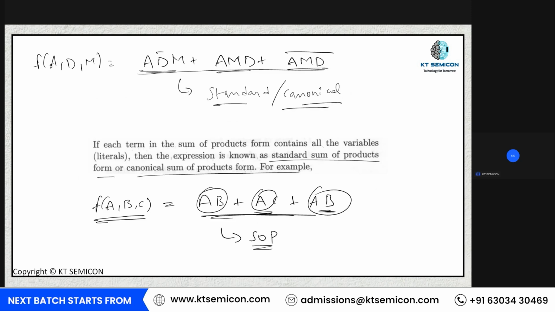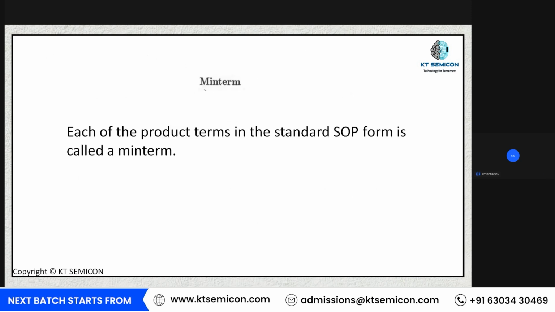So if each product term has all the variables, then it is said to be standard or canonical form. If it does not contain all the variables in each product term, then it is known as a normal form. So here we should be very careful. Now, what do you mean by minterm? Each of the product terms in the standard SOP form is called a minterm.